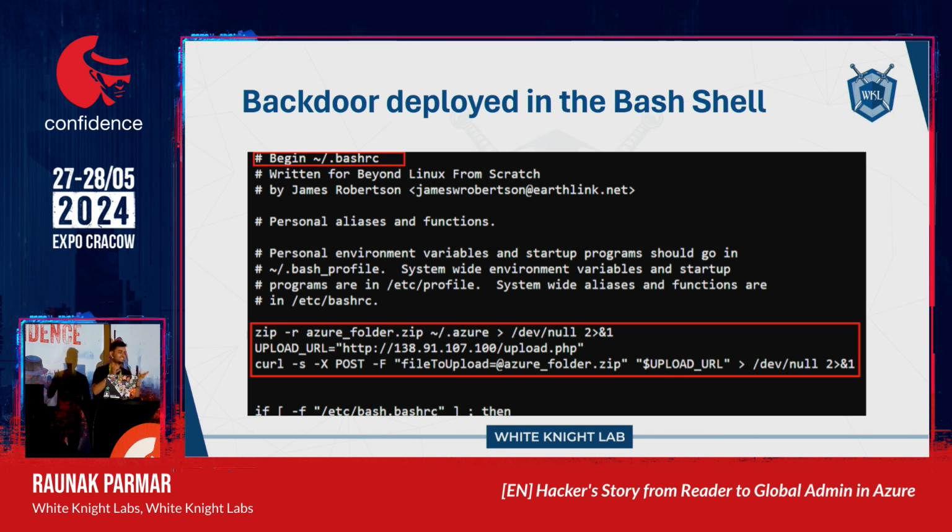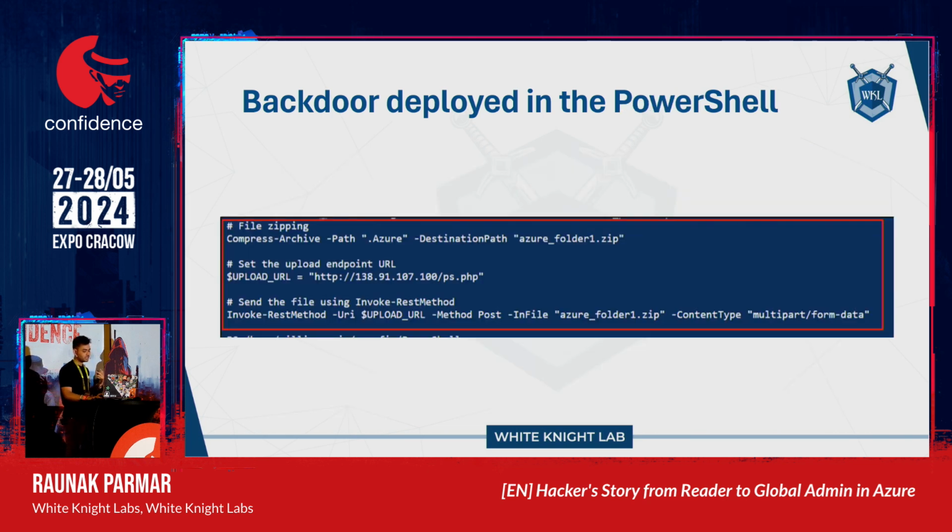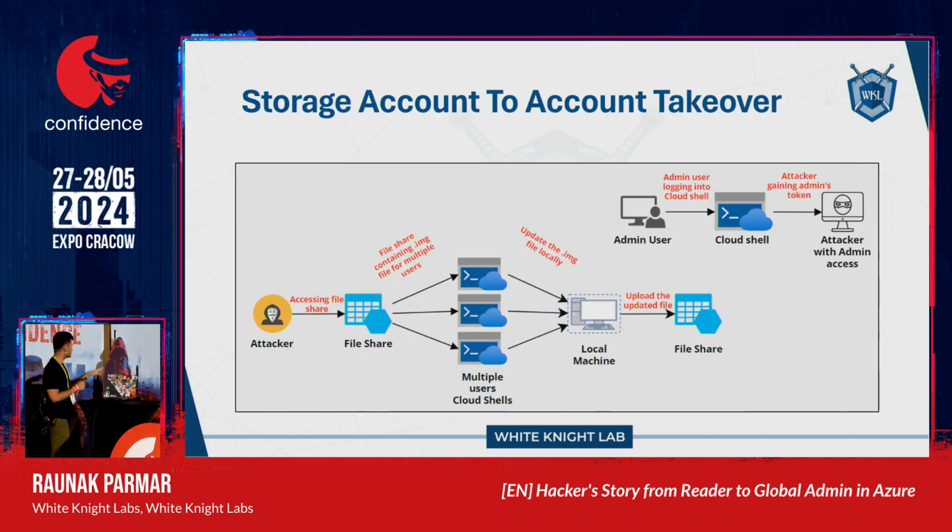Basically we are just stealing the folder, making it a zip file and uploading it to my own server, so that if any user opens the Cloud Shell, I will get that zip file on my system. We did it for both Bash and PowerShell, but it failed because the user never opened the Cloud Shell while we were doing the pen test. So this was a failed attempt. And this is how it looks.